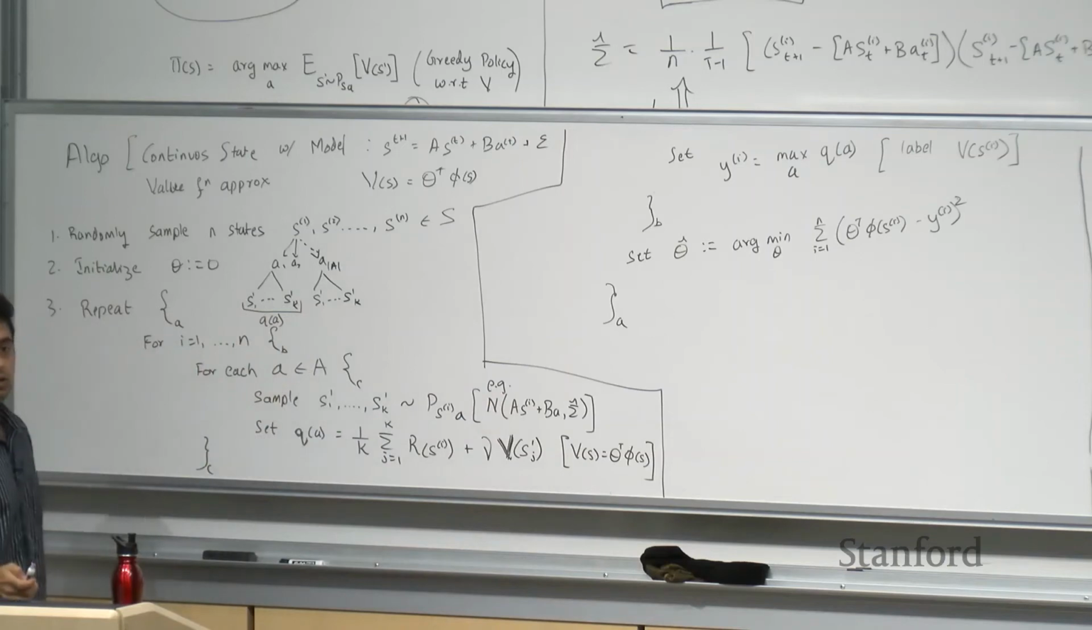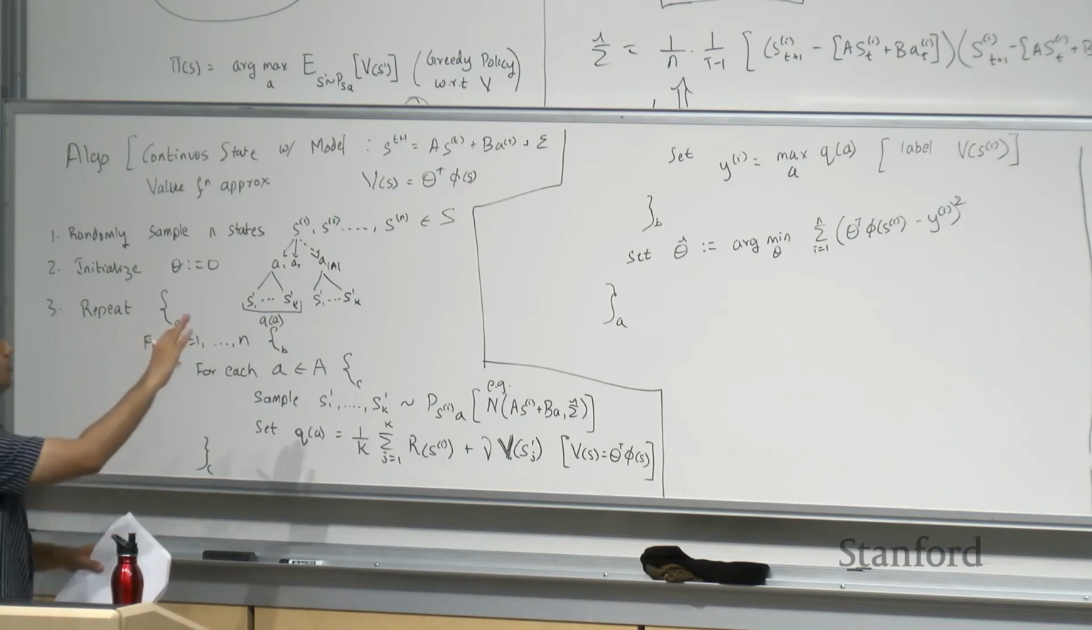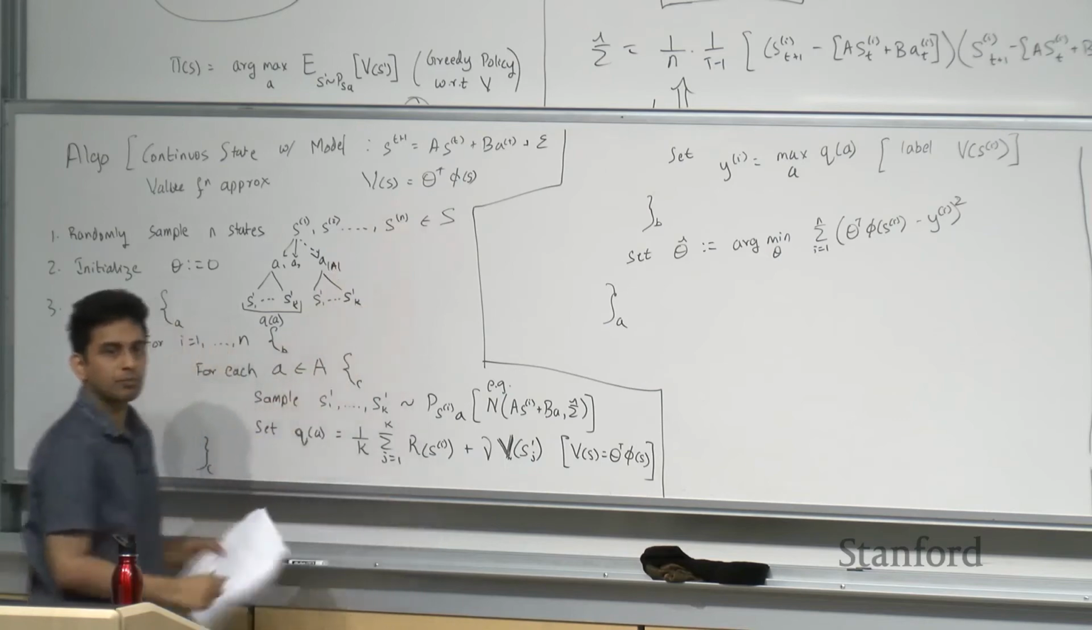Yes, question? I didn't quite understand. Can you explain that design choice for V? Like, why did we say V of S was theta transpose phi? I'll come to that. For now, assume V has this linear relationship, right?